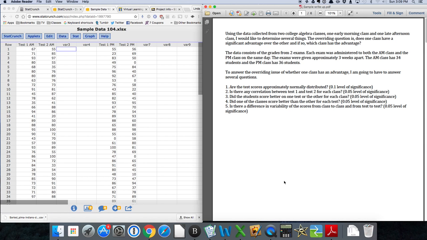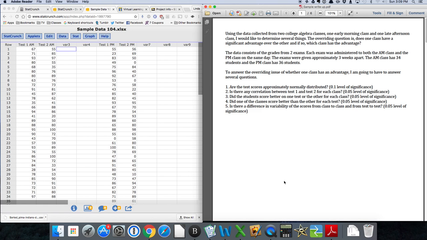The overriding question is, does one class have a significant advantage over the other, and if so, which class has the advantage? The data consists of grades from 2 exams. Each exam was administered to both the AM class and the PM class on the same day, and the exams were given approximately 3 weeks apart.